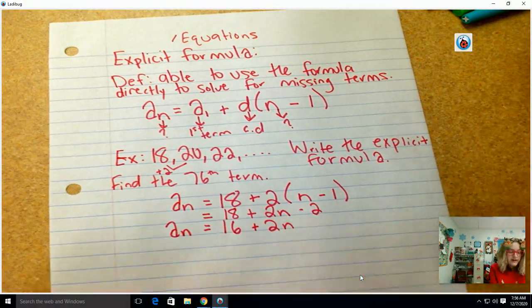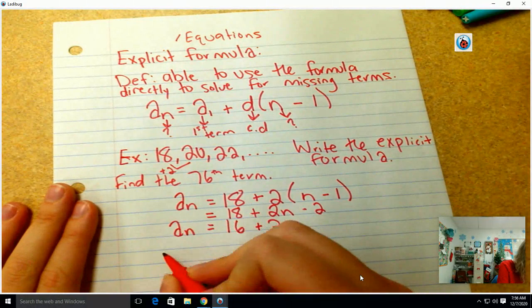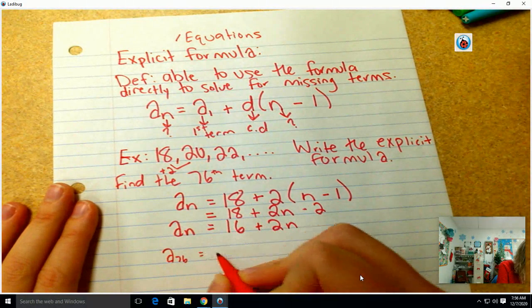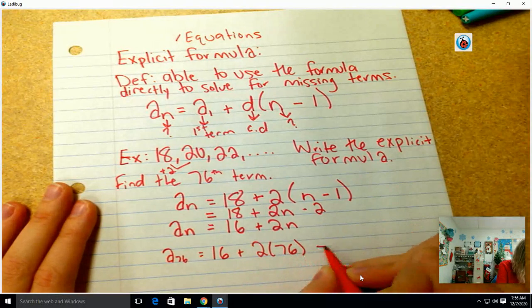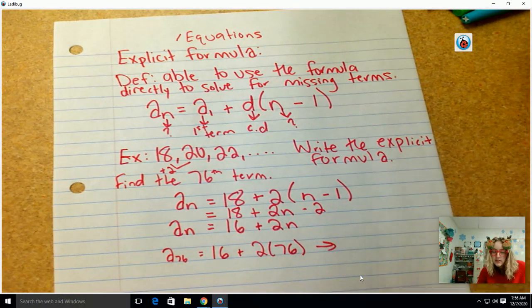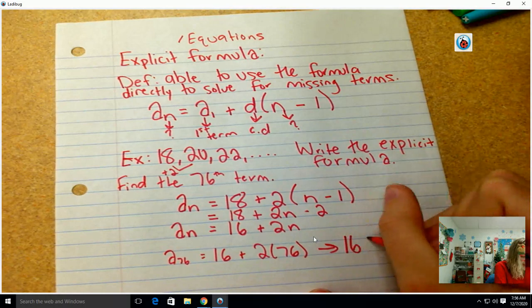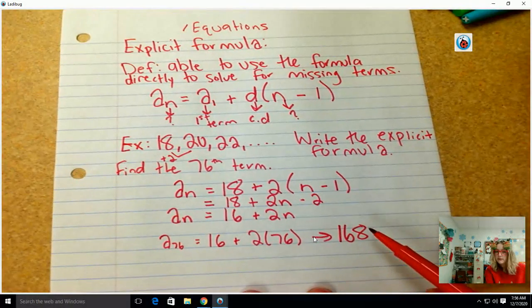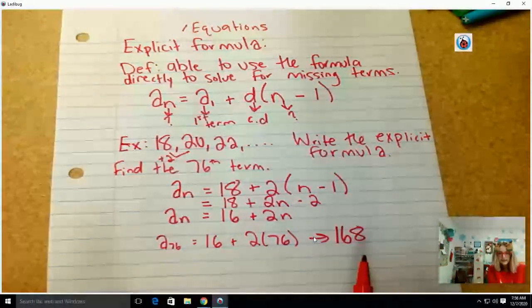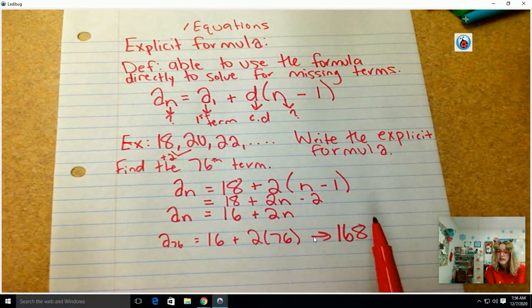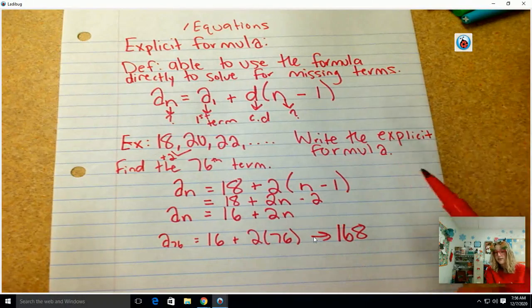So if I wanted to find the 76th term, I would have a_76 equals 16 plus 2 times 76. And that is going to give me, let's see, 2 times 76 plus 16, 168. And that does make sense in terms of our problem because we have an even number. That's good. We can't be adding by 2s and getting odd numbers when we have even numbers here. And it's big enough to make sense that it would be the 76th term.